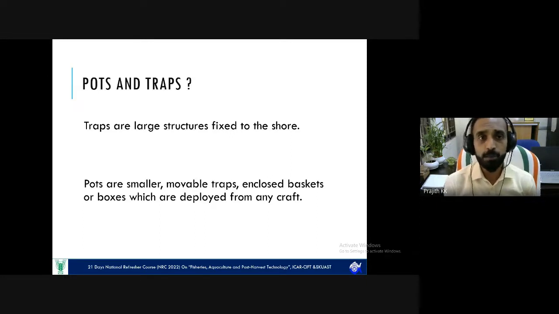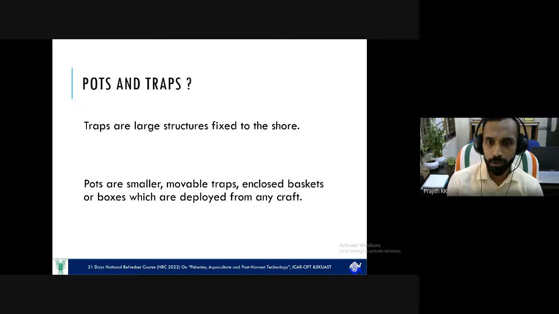So what are the differences between a pot and a trap? In general, according to FAO, traps are large structures fixed on the shore or in any intertidal region. For example, a bag net operating on the shore or an intertidal region where the wave action is very high. That big bulky structure is called a trap. Whereas pots are small structures which are movable. You can take them from one location to another, and it is a basket or box-like structure, deployed from a craft or even from the shore if you have sufficient depth. In the Indian context, what we are using is actually a pot, but we don't use that terminology. Everywhere we use the term trap. So that is the difference between pots and traps.